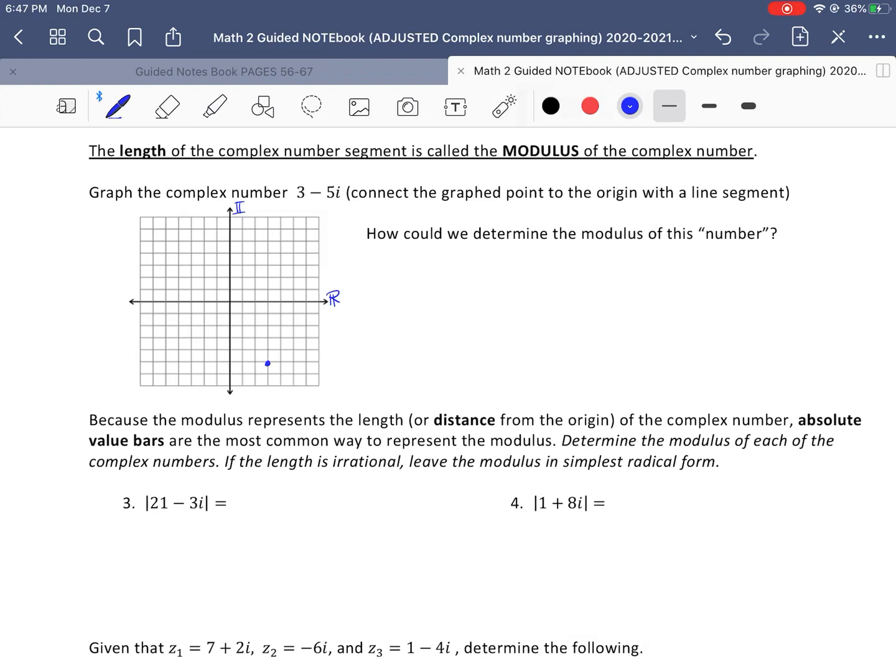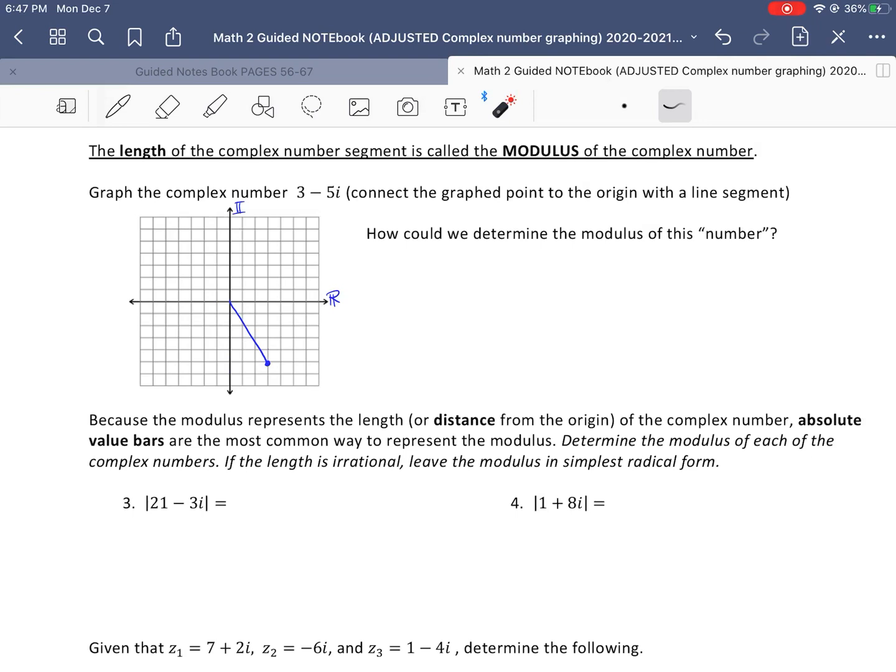And it says connect the graph point to the origin with a line segment. So kind of like the vectors there, we're going to connect it to the origin. If this is the case and we wanted to find the modulus, it's the length from the origin out to the complex number on the graph. And the modulus, again, is length.